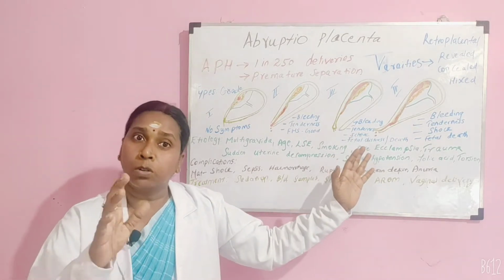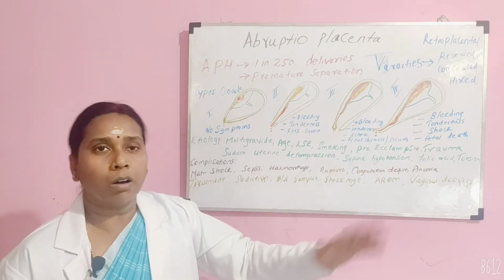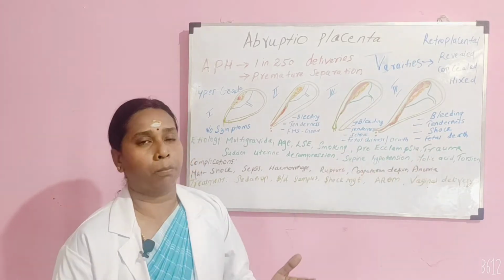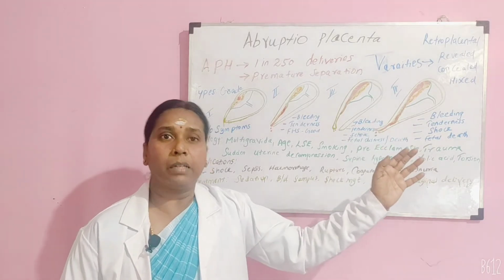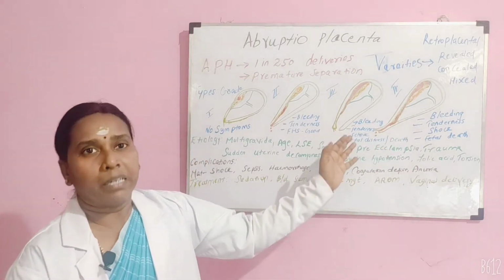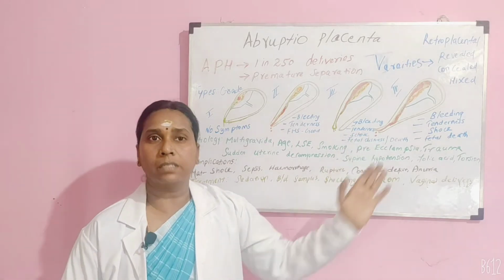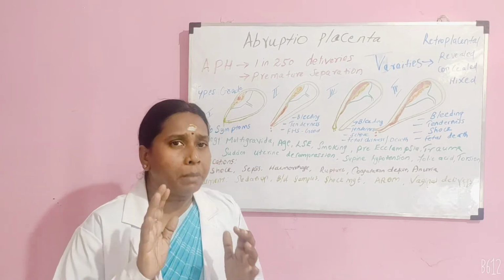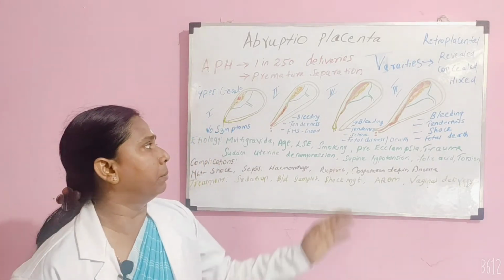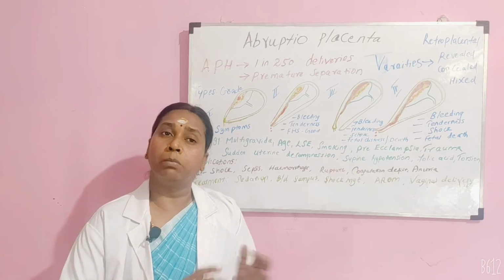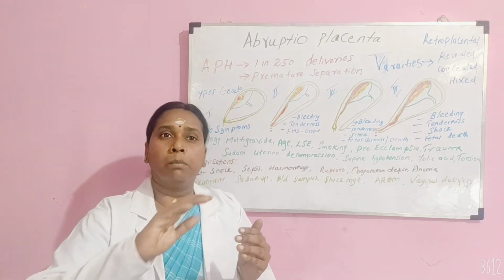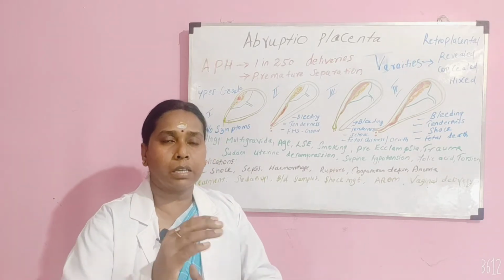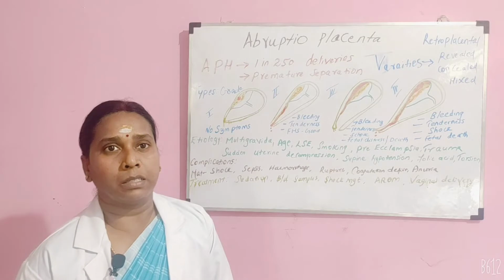But when we come to the third grade, it is a little more severe, where there may or may not be bleeding. That is according to the type: if it is a concealed type, they may not be bleeding, and if it is a revealed type, there may be bleeding. The woman will complain of tenderness of the abdomen, but it is not that prominent. And as for shock, the woman has not crossed that extreme limit, so she may not exhibit shock.